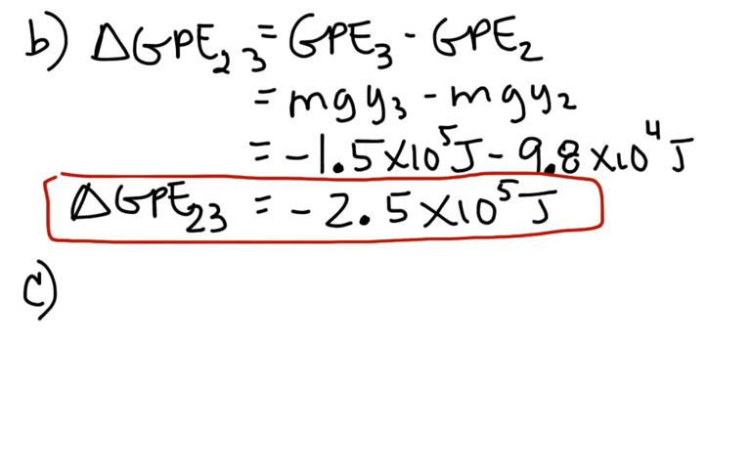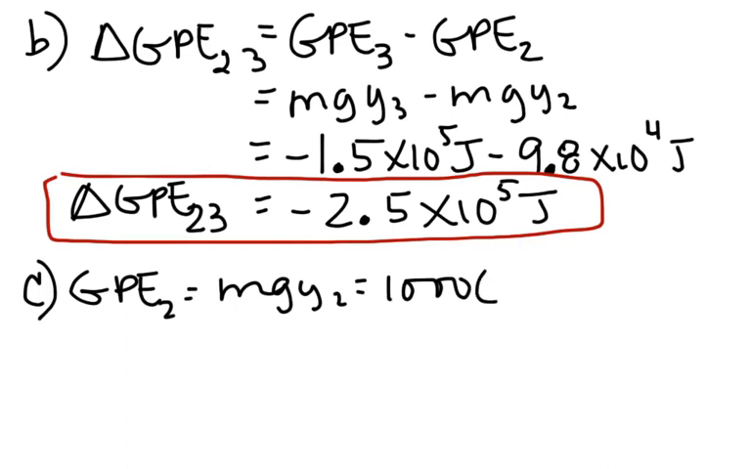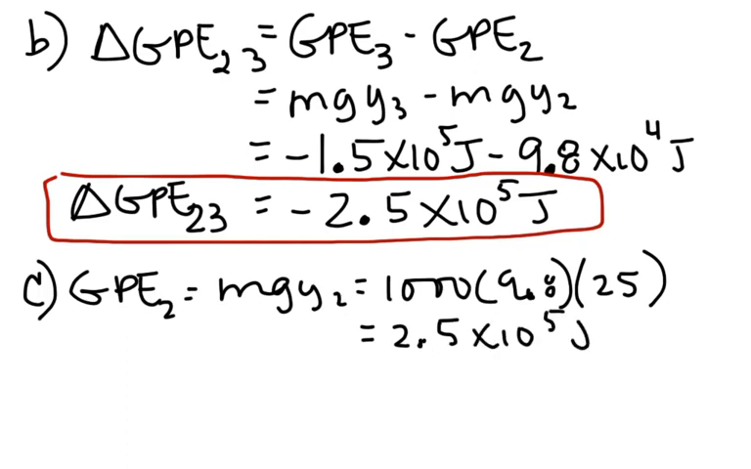Okay, for letter C, we're going to change our reference level down at point 3. So my gravitational potential energy at point 2, which is mgy2, which is 1,000 times 9.8. My y2 now is going to be 25 meters. And so this equals 2.5 times 10 to the 5 joules. So that's my gravitational potential energy at point 2. Let's put a little box around that.